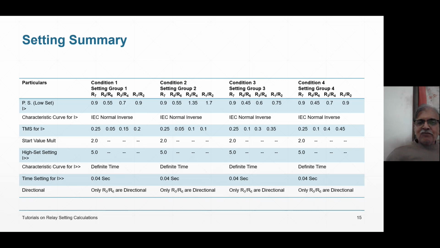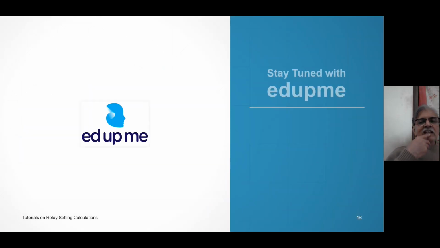So friends, with that, I have configured the relay for phase relays. For ground relays, I have yet to do in the next tutorial class, probably 12. This is 11, if I am not mistaken. And with that, I come to an end.